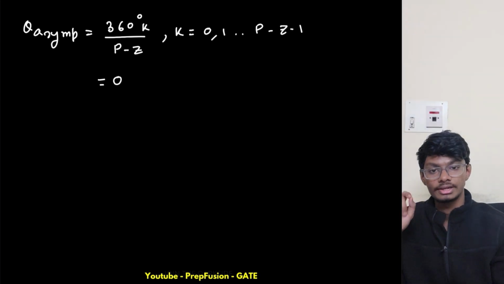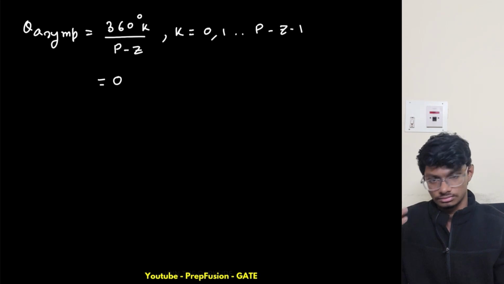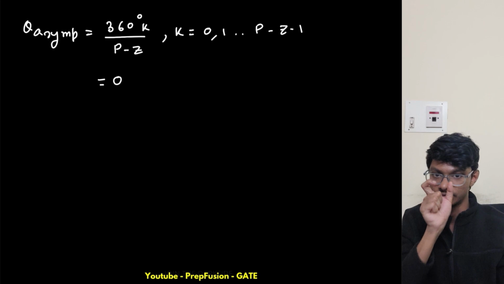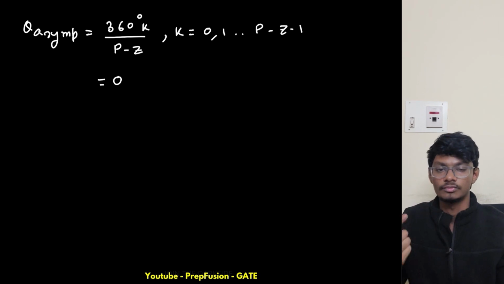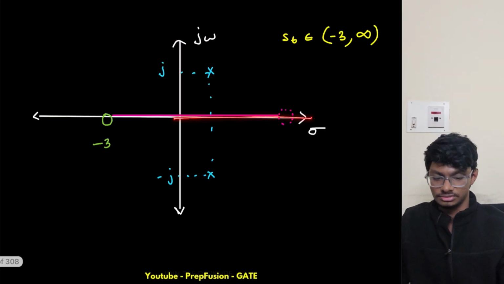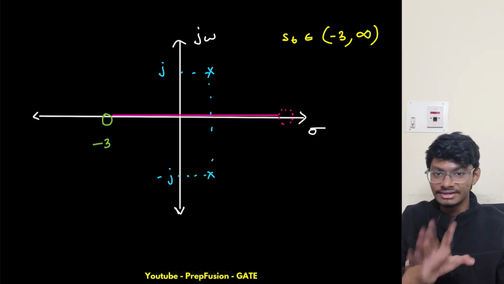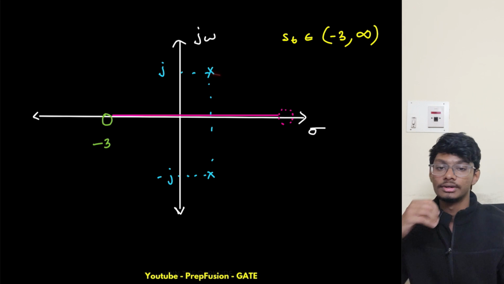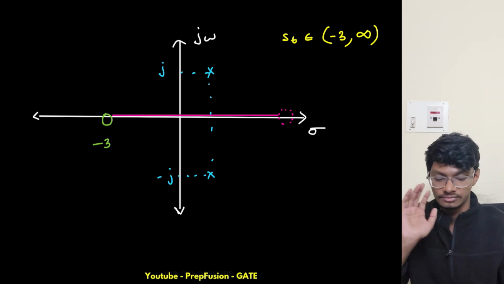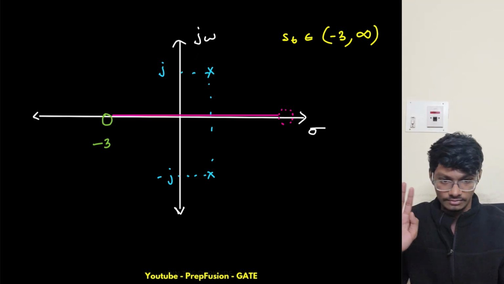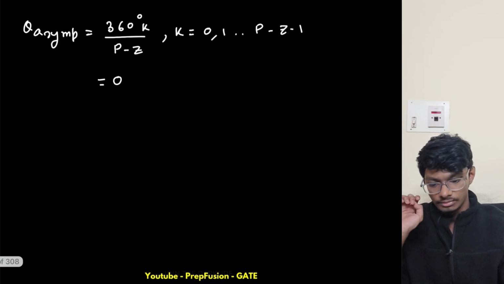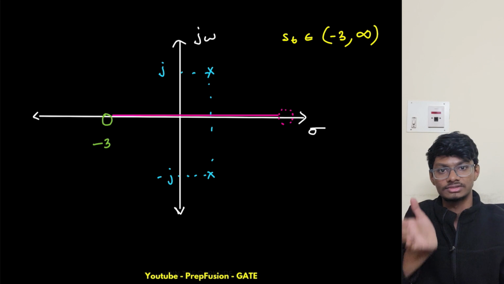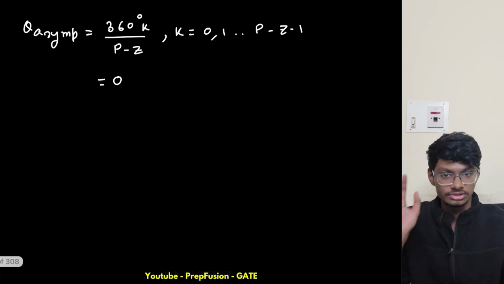Because you can make k equal to 0. I only have one asymptote, so I will only start with k equals 0 and this will go to 0. Basically on the positive x-axis my asymptote is there. The question is almost finished. I just have to find the angle of arrival and angle of departure for these two poles. There is no concept of centroid because I have only one asymptote and that is on the real axis.